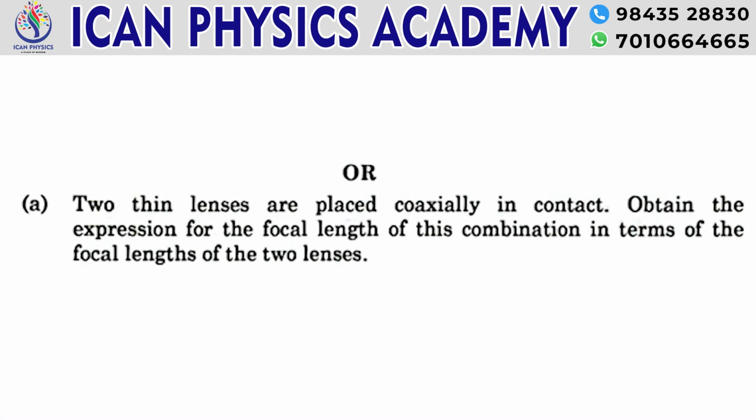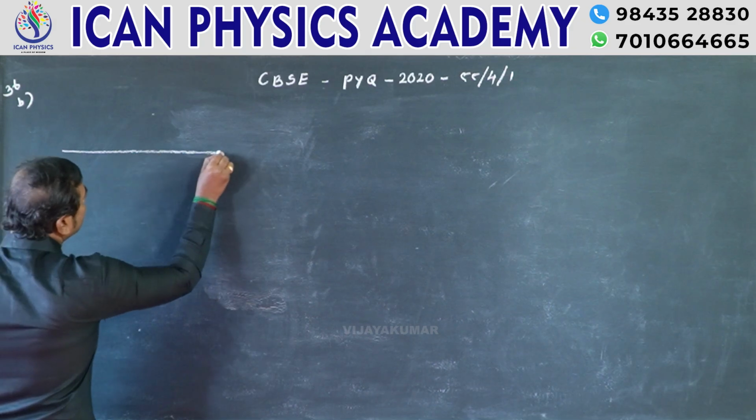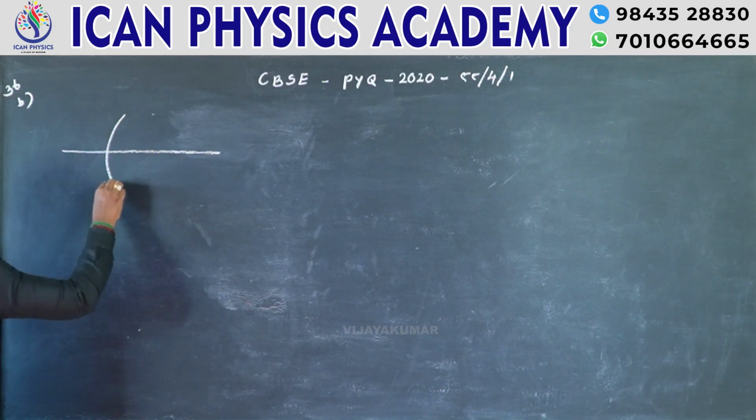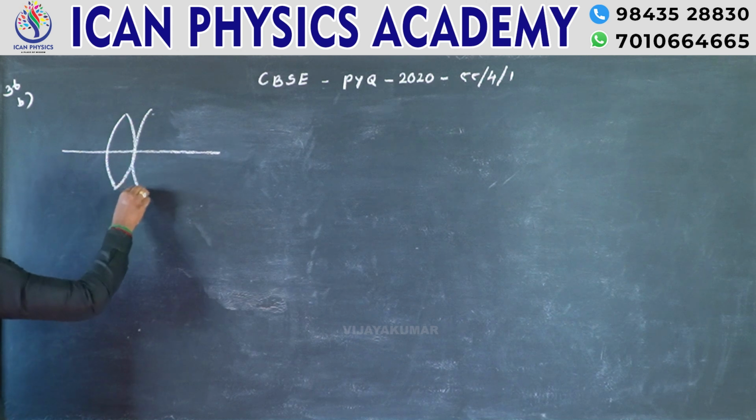Okay. So 36B. Two thin lenses are placed coaxially in contact. Obtain the expression for the focal length of this combination in terms of the focal length of two lenses. So 36B. Two convex lenses are placed coaxially in contact.